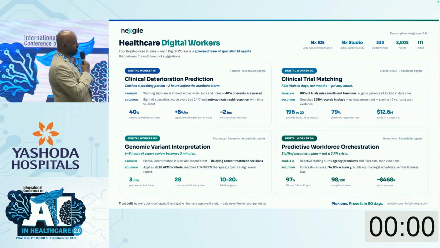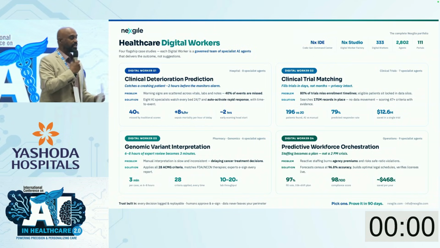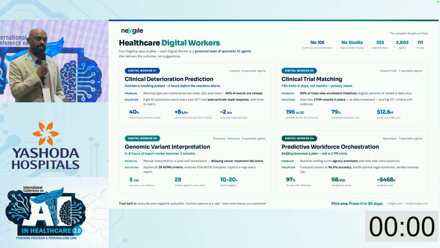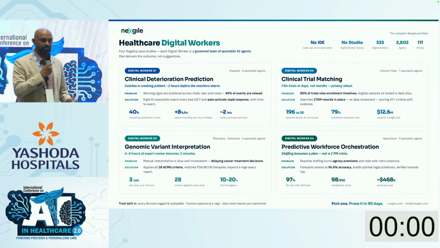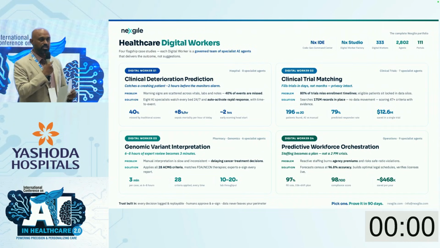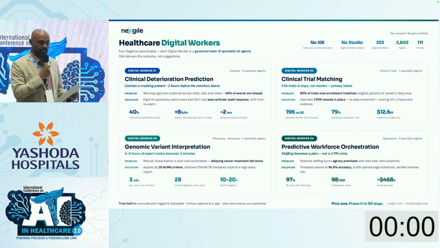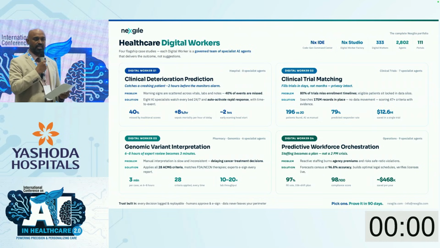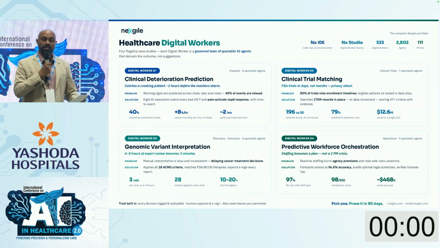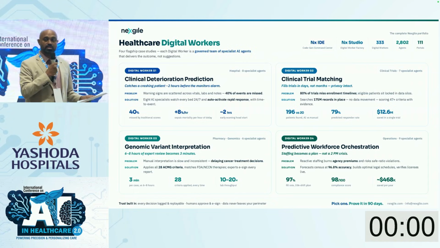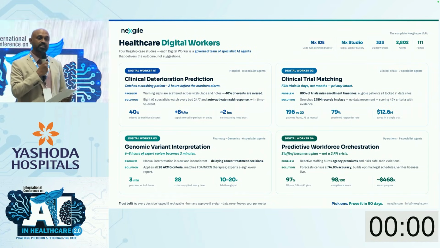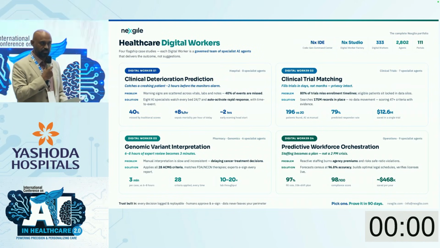Then we have predictive workforce orchestration, where it is able to predict the workforce needed, do the validation of their credentials, and also ensure that proper compliance is in place. We at Nexile Technologies have more than 330 digital workers spread across the industries. We have more than 2,800 agents, and we have a studio, which means it's a factory which can produce the digital workers.